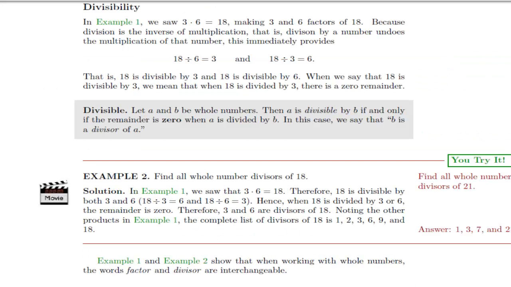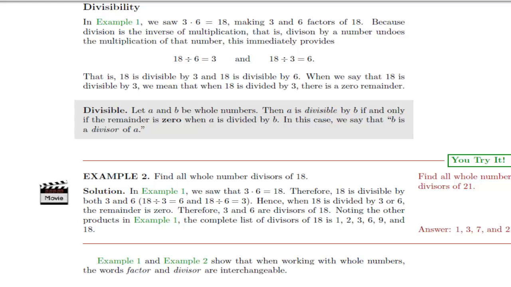Divisibility. In example 1, we saw 3 times 6 equals 18, making 3 and 6 factors of 18. Because division is the inverse of multiplication, that is, division by a number undoes the multiplication of that number, this immediately provides 18 divided by 6 equals 3, and 18 divided by 3 equals 6. That is, 18 is divisible by 3, and 18 is divisible by 6.